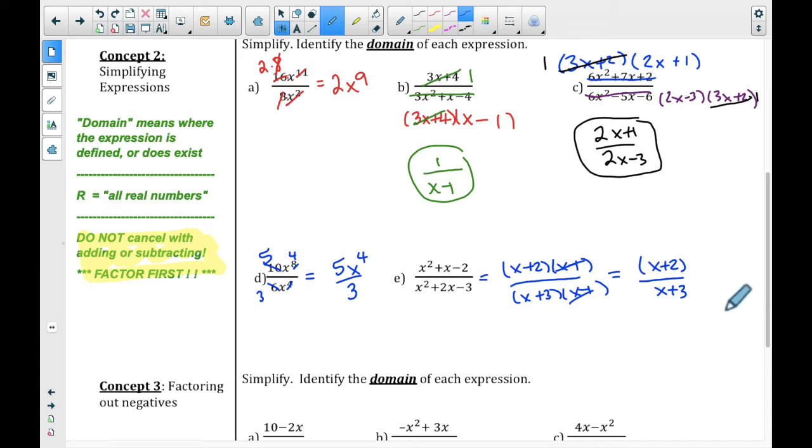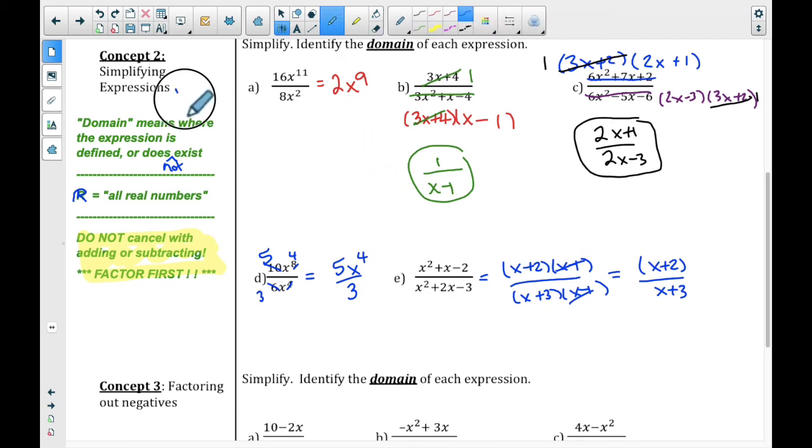Okay, let's talk about domain. Domain means where the expression is not defined or does not exist. Does not exist. And capital R, it's actually like a 2-line R, kind of like the paragraph P that you do, right? That means all real numbers. Okay, so these two things you have to know about. Domain, where it does not exist. In other words, on this first one, of all the numbers I could plug in, what number would give me an undefined answer?